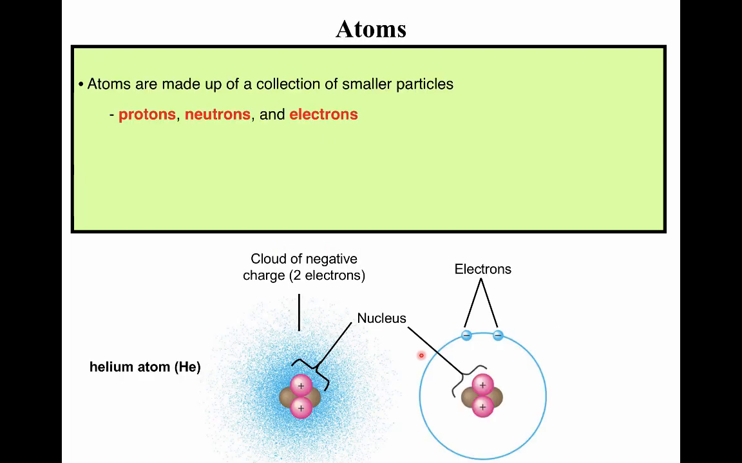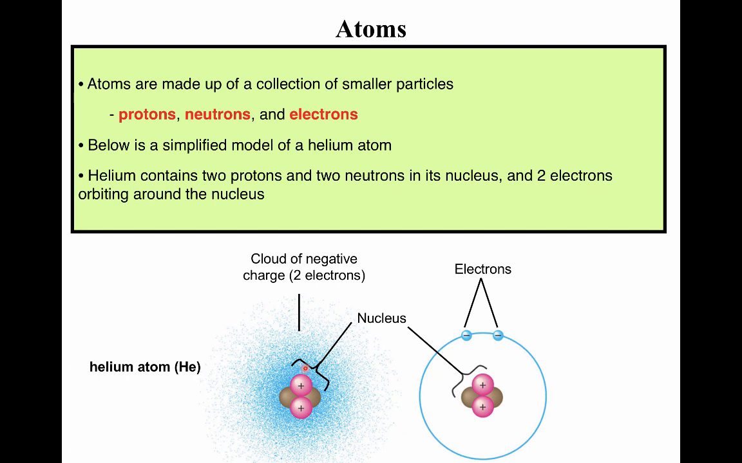Atoms are made up of protons, neutrons, and electrons. And so here is a simplified diagram of a helium atom. Helium contains 2 protons, the positively charged particles in the nucleus. It also contains 2 neutrons, the neutral particles within the nucleus, and then it contains 2 electrons, which are zipping around outside, shown here in an energy diagram, but they really are somewhere out here in space.